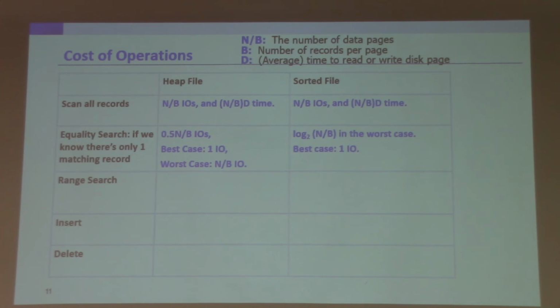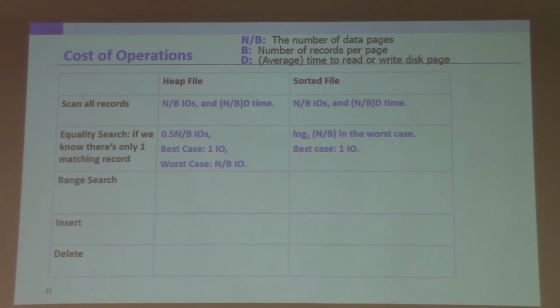Question. What if, in this case, we talk about the record being unique, right? What if it's not unique and two records are on two different pages? Well, that's essentially what the T over B term tries to quantify. They will span pages in the worst case.